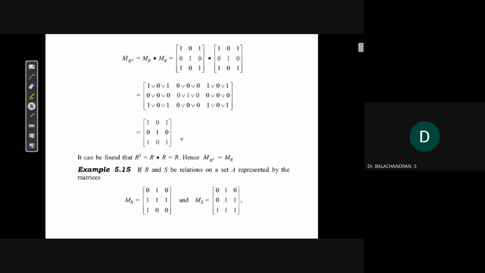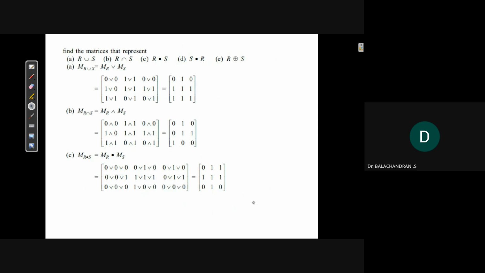Next problem. If R and S are relations on a set A represented by the matrices MR and MS, find the matrices representing R union S, R intersection S, R composition S, and S composition R, direct sum. This is called direct sum. So this is the question.